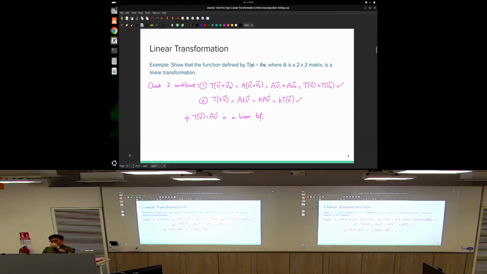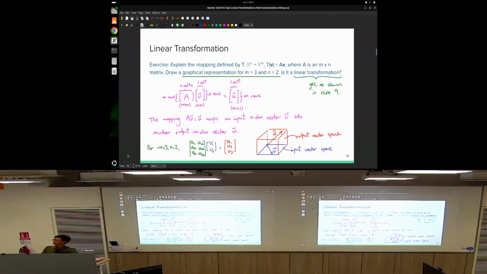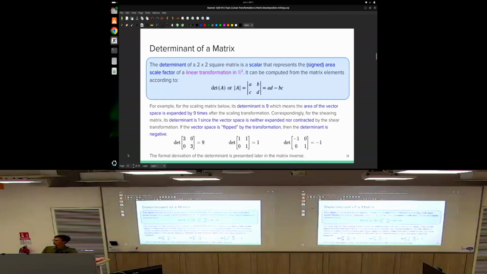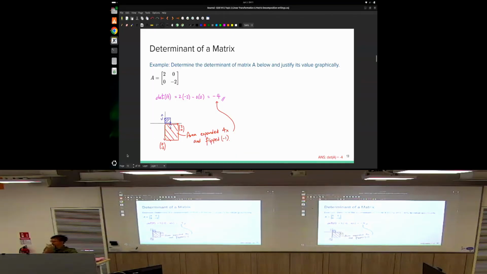How useful is useful, right? Later on we'll see. Okay, so we have looked at some examples of the linear transformations already. Okay, and then I think we stopped at determinant, right? Yeah, we stopped at determinant.